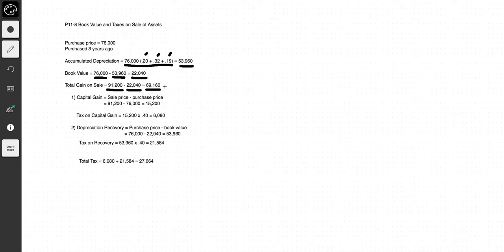So in previous problems, we would have taken that number and multiplied it times 40%. If we do that, we get 69,160 times 0.4, and that gives us 27,664. So this is what we did in previous problems. We just calculated the tax on the gain from the sale of the asset. And then we were pretty much done at that point. Or we started looking at cash inflows or profits and cash flows in more complicated problems.